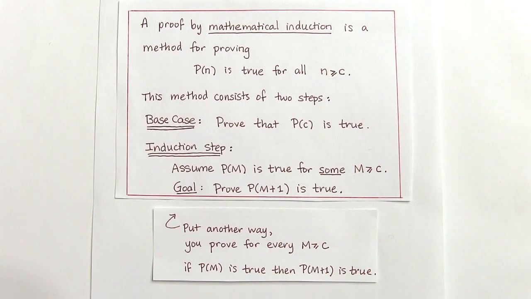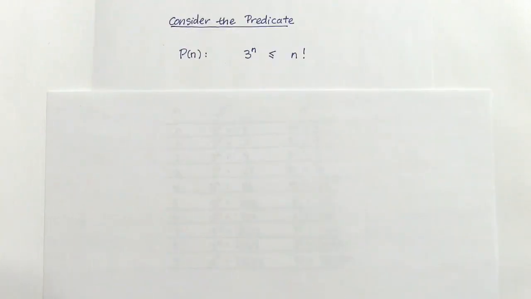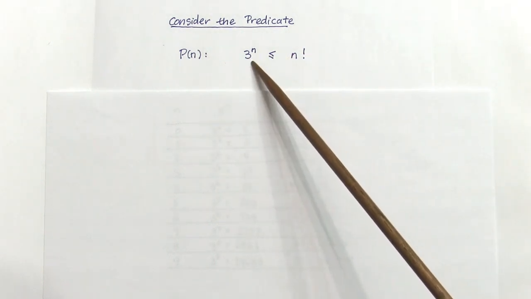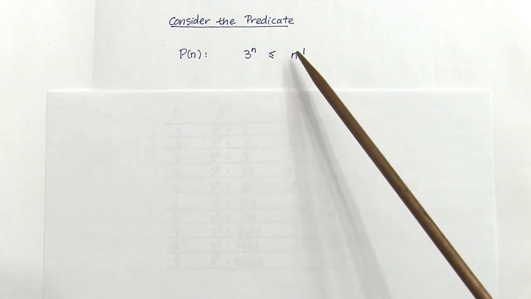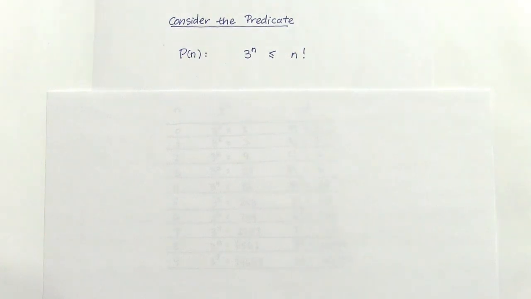Let's give another example of how this works. Let's consider the following predicate. This predicate says 3 raised to the n is less than or equal to n factorial. It's a natural question to ask: is this ever true? And if so, which values of n make this a true proposition? Let's take a look at a table of values to explore this.